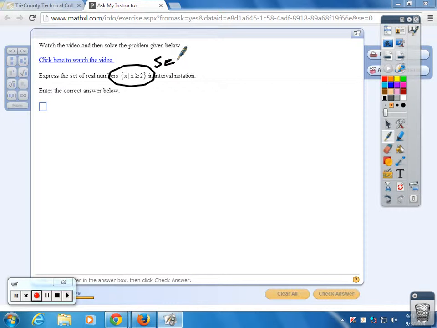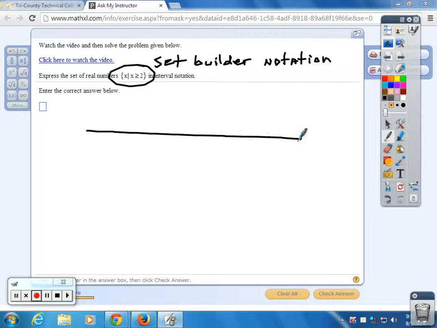Set builder. Of course, one or two students should have said that, but they didn't. Set builder notation, and they want it in interval notation. Best thing to do when you don't know is graph it. And what does this mean? Does this mean it's inclusive or exclusive? Inclusive. So that means you're going to put a closed circle on positive 2.